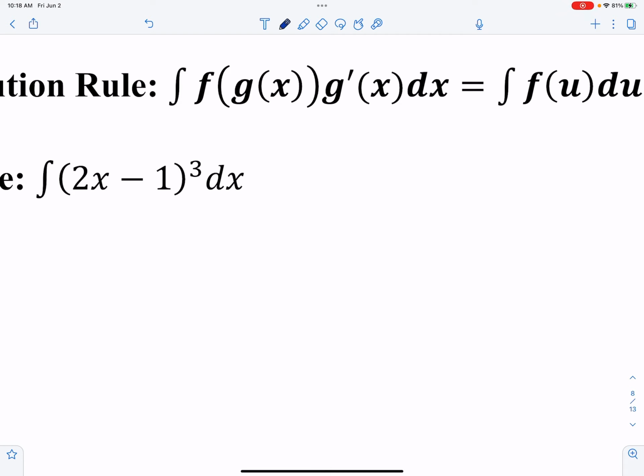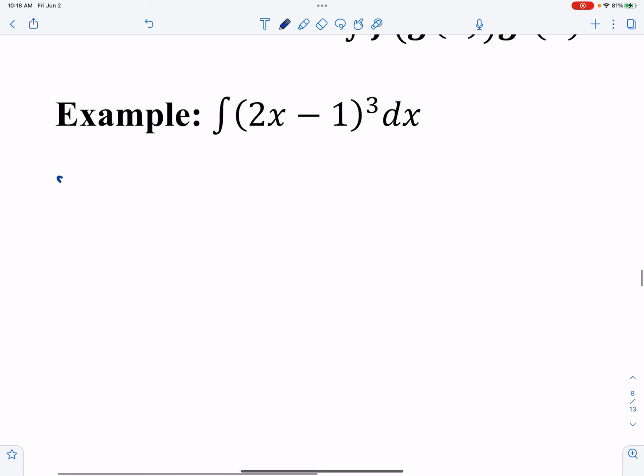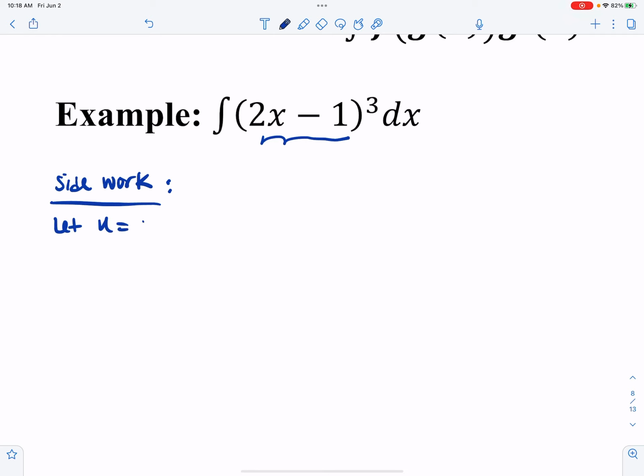So what we're going to do for u substitution is we're going to have some side work. I'm going to label this. You don't normally have to, but it's just so that you can see what our side work is. I'm going to let u equal 2x minus 1. And I'm going to state that. Let u equal 2x minus 1.